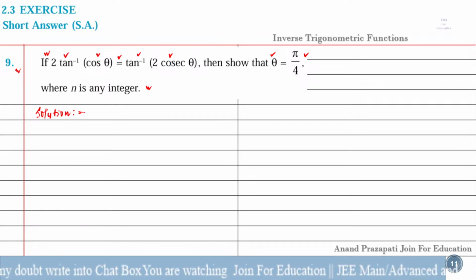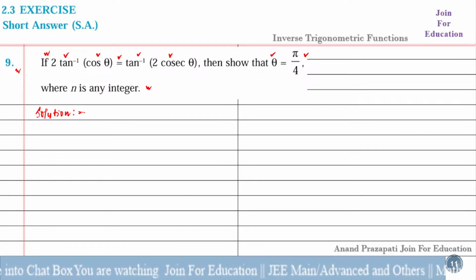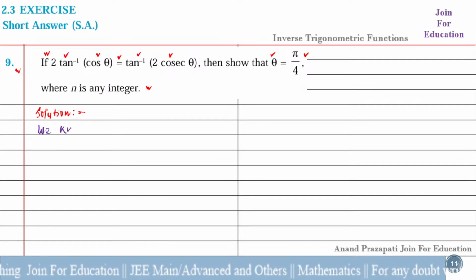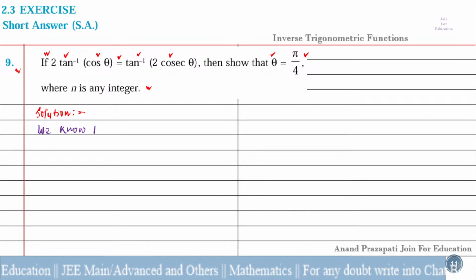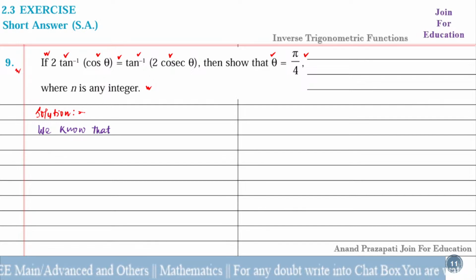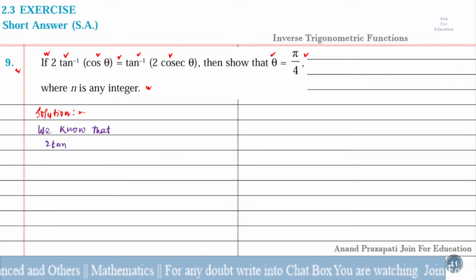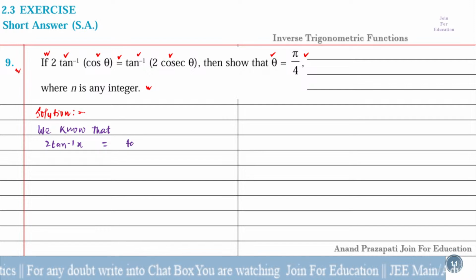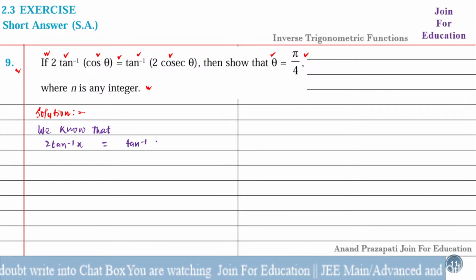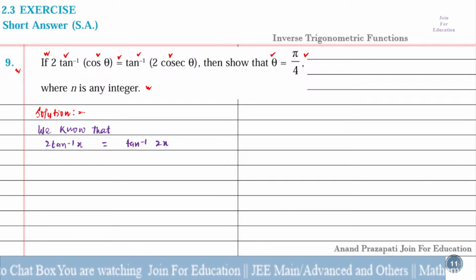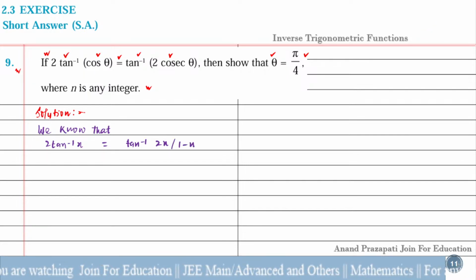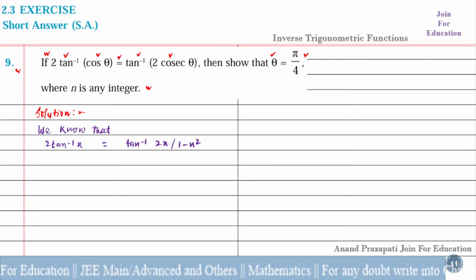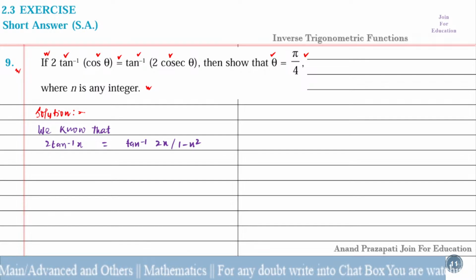We expand this one 2 tan inverse cos theta according to 2 tan inverse x. So we can write down here, we know that 2 tan inverse x equal to tan inverse 2x by 1 minus x square. After there is no problem to understand this formula. According to this formula, we expand this one.